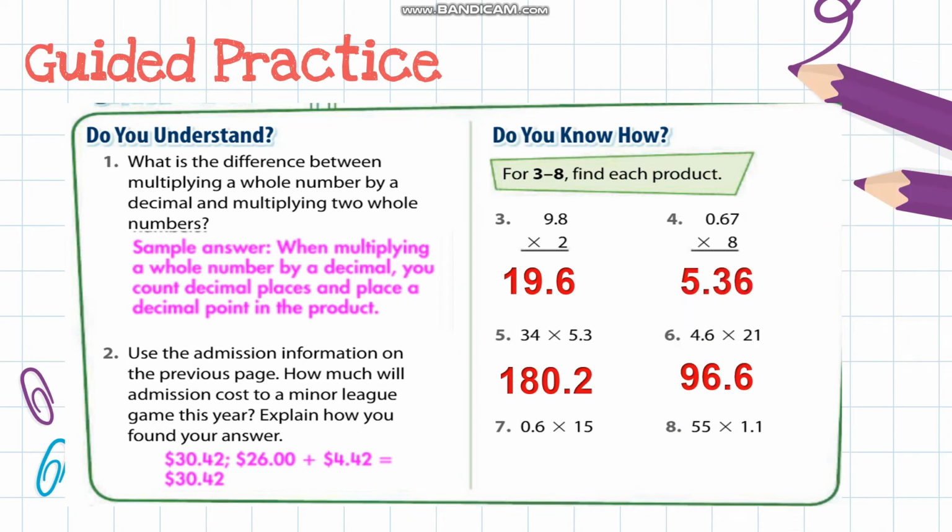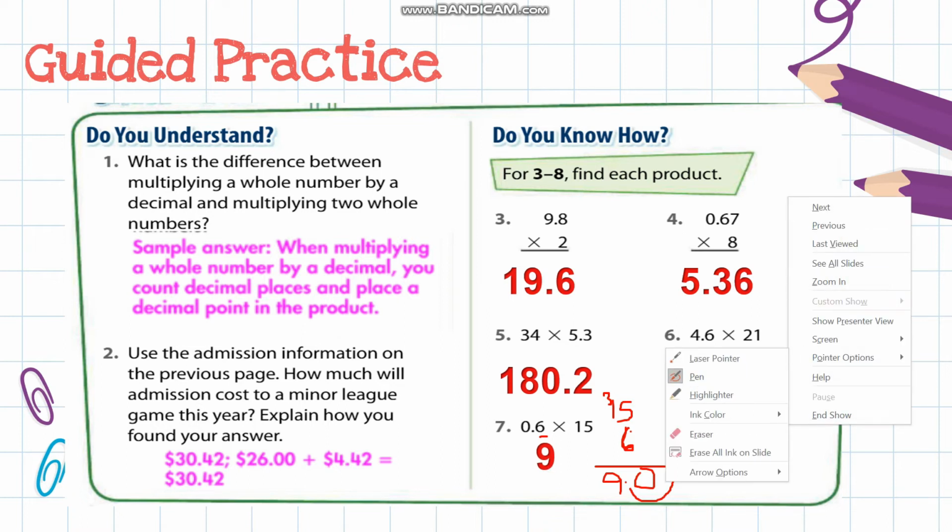Another, this is 0.6 becomes 6. And this is 15 becomes 15. So 15 multiplied by 6. This is 30, regroup 3, and 9. So I have 90, but I have one decimal point. So move going to the left one time. So the answer is 9.0 or 9.